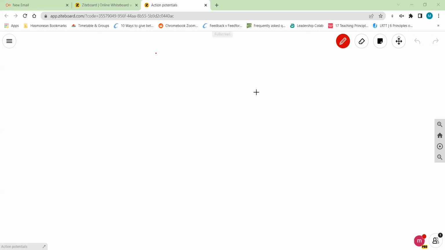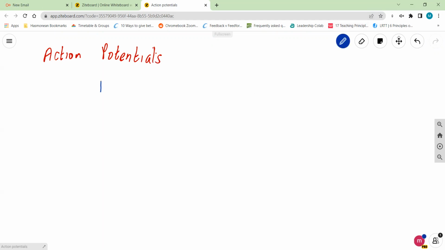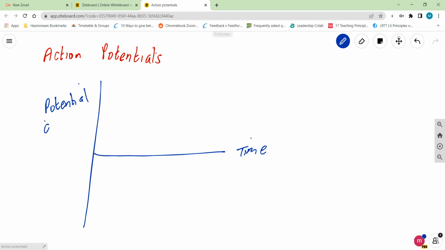So we're going to look at action potentials and how they're formed and go through the processes that are involved. If we start by just looking at the graph, then that will be the easiest way to explain it. So here is our graph. We have time against potential difference. Now, when we're talking about potential difference, we are talking about comparing the inside and the outside of the neuron.